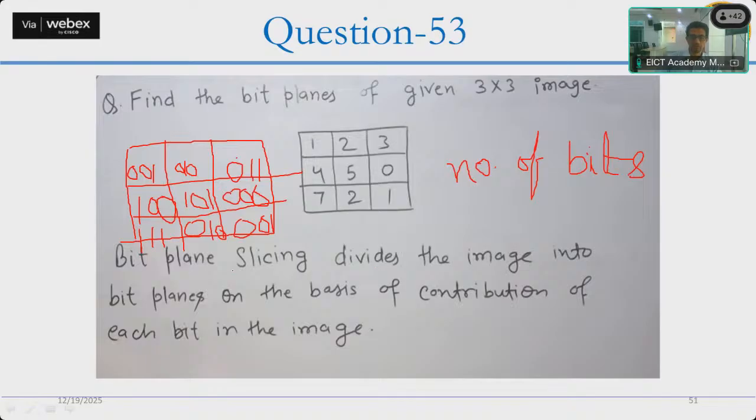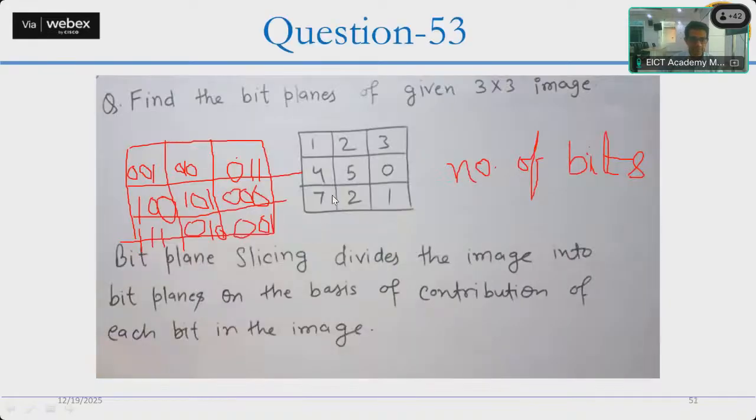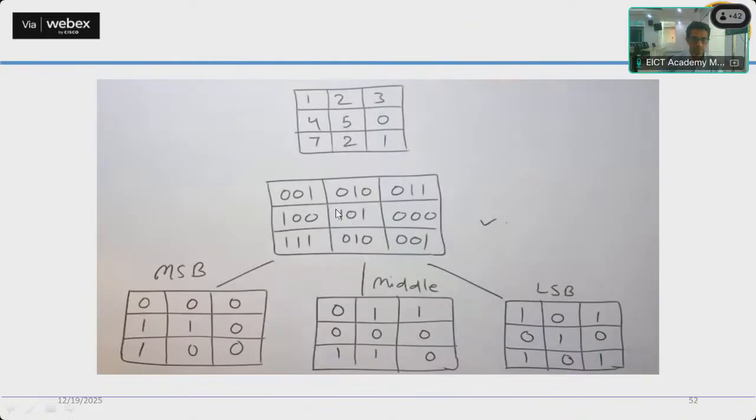That way we can write it out and divide the image into bit planes. So that has been asked here, and that has been done here. See 0, 0, 1, 0, 1, 0. And it's MSB, middle and LSB. Is it clear?